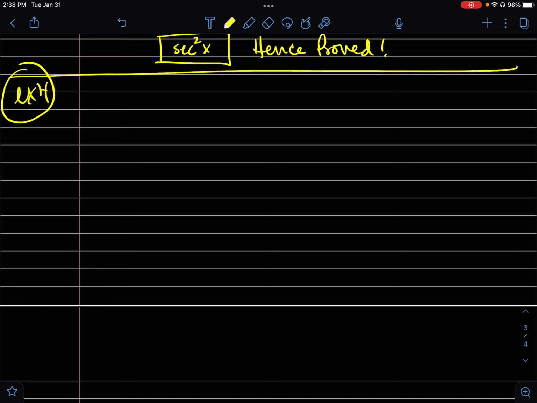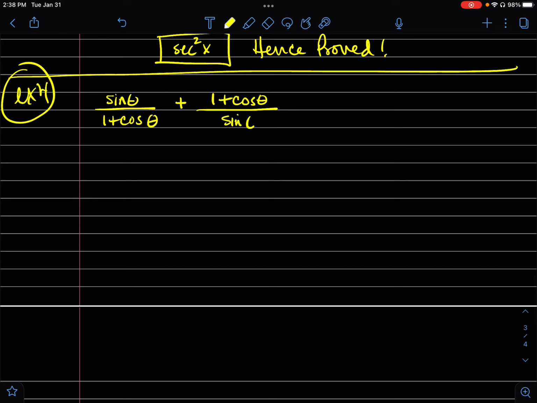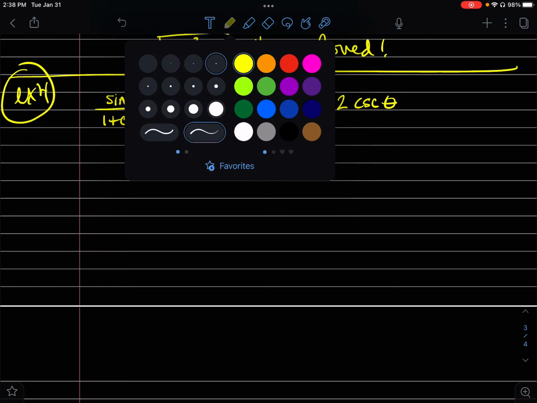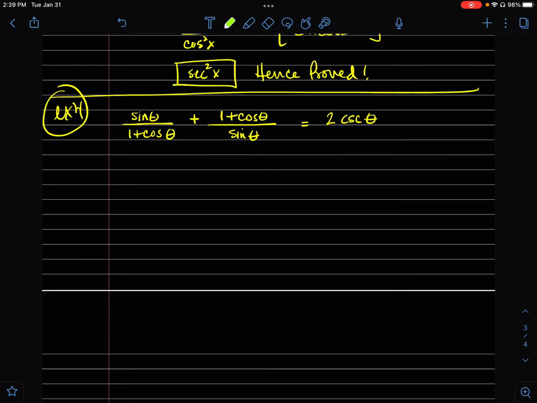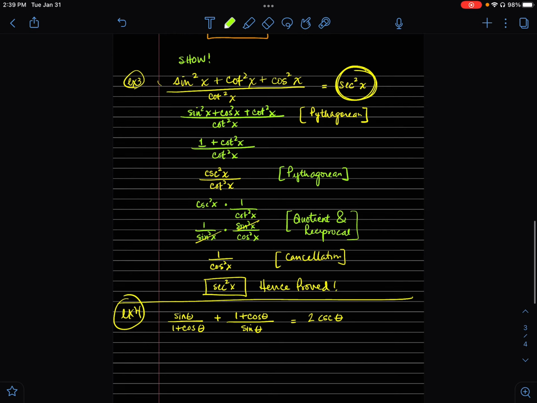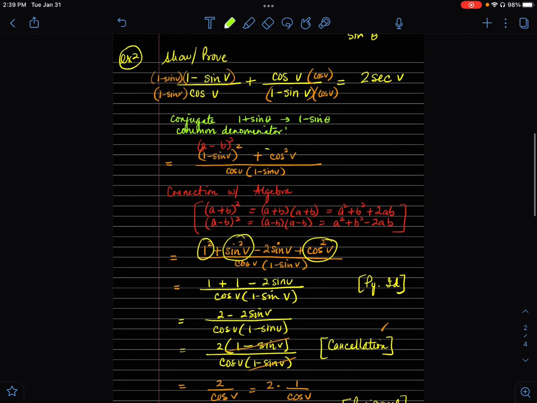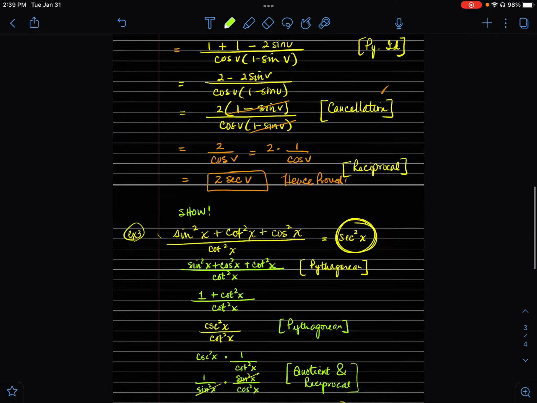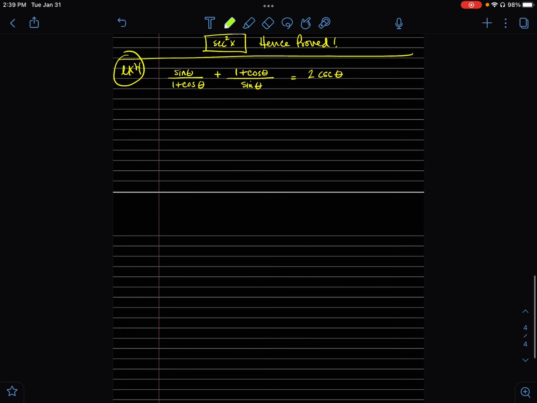Okay, this one is very similar to the previous one. I think you should try it first yourself. Pause the video and try it. 2 cosecant of theta. So all this will collapse into 2 cosecant theta. Look at the previous one, very similar. Well, actually, no. It's the second one that was similar. Yeah, there we go. Example 2 and 4.